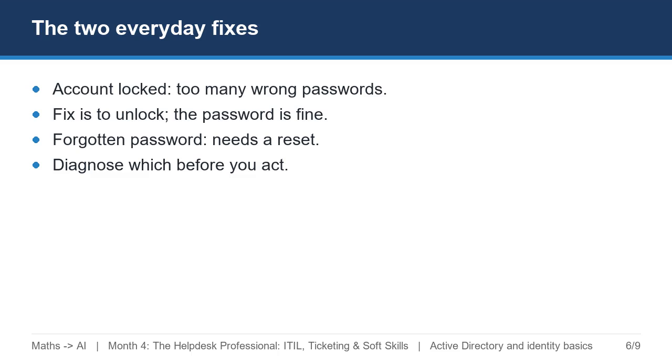Most identity tickets are one of two things, and they're not the same. First, an account lockout, where too many wrong password attempts triggered a lock. The fix there is simply to unlock it; the password itself is fine. Second, a forgotten or expired password, where the fix is an actual password reset, after which the user usually sets a new one at next sign-in. Diagnosing which one you're dealing with first saves time and avoids forcing an unnecessary password reset on someone who didn't need it.